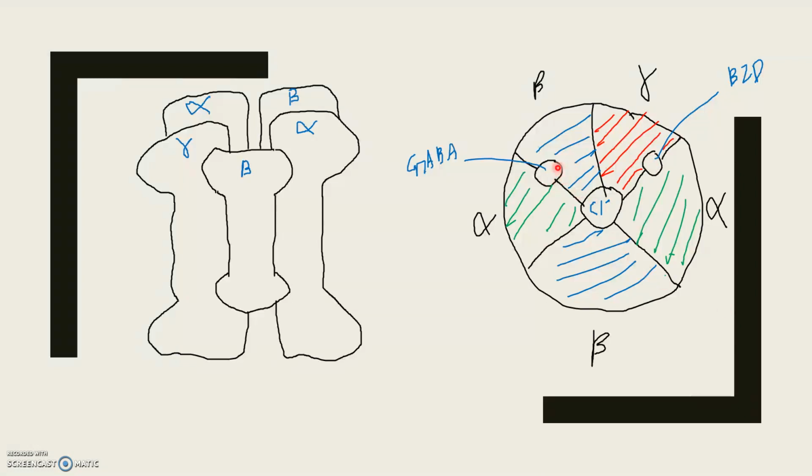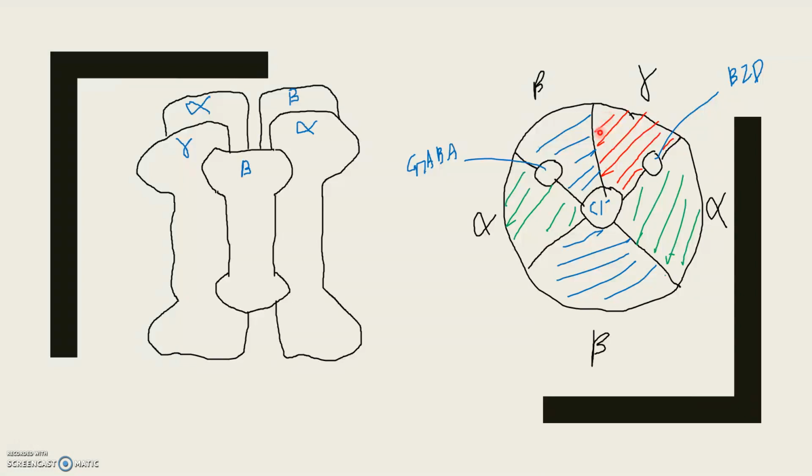As for the GABA receptor, the GABA binding site is always between the alpha and beta subunit, and the benzodiazepine binding site is always between alpha and gamma, the alpha and gamma subunit. There's another one between beta and gamma. That one we are not going to learn right now in this lecture video.